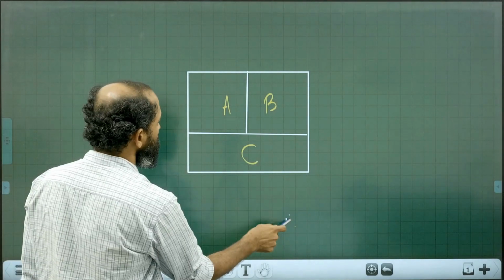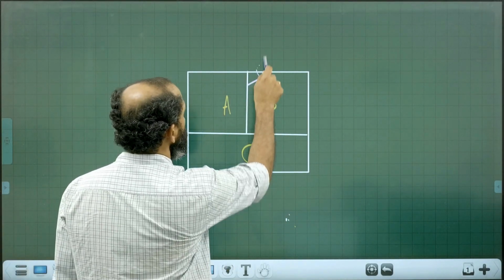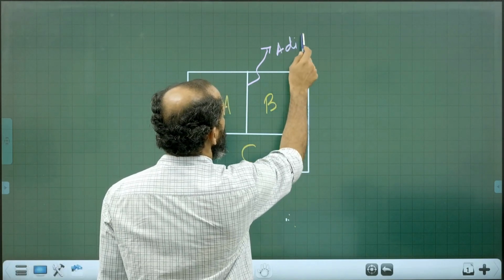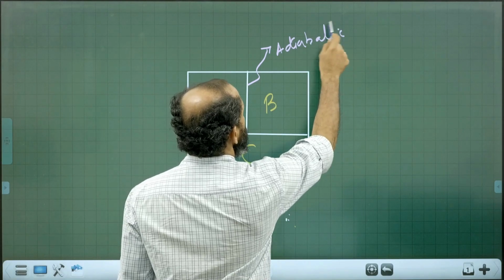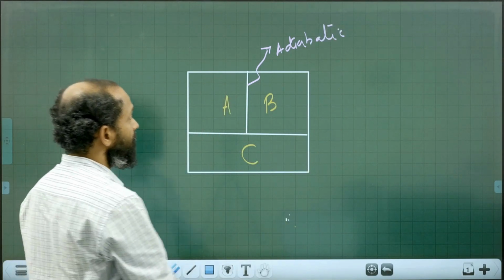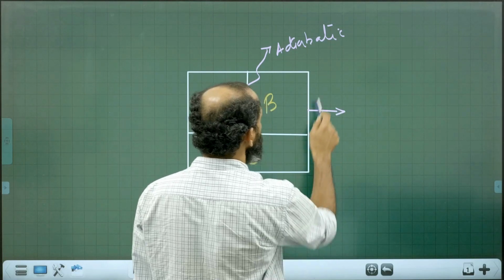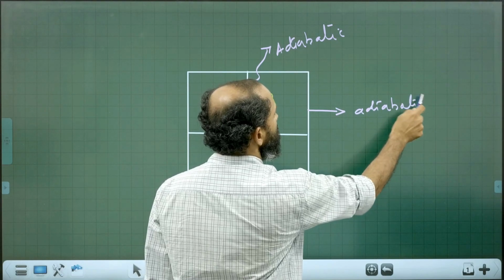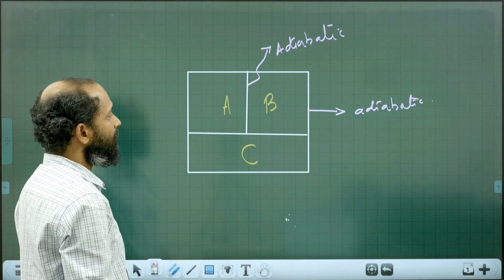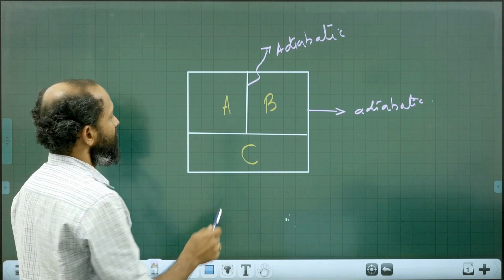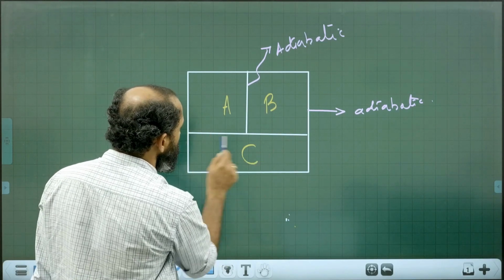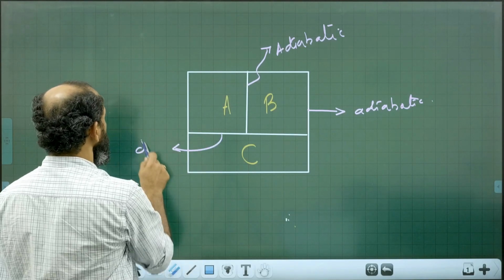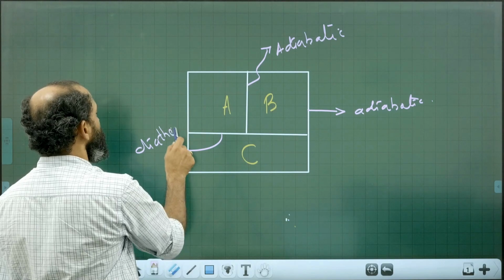The partition between A and B is a non-conducting one, meaning an adiabatic one. Of course, the surrounding partition is also adiabatic. Adiabatic means non-conducting, insulating, no heat transfer. Now the other partition, connecting with C, is a conducting one. A conducting partition is a diathermic partition.